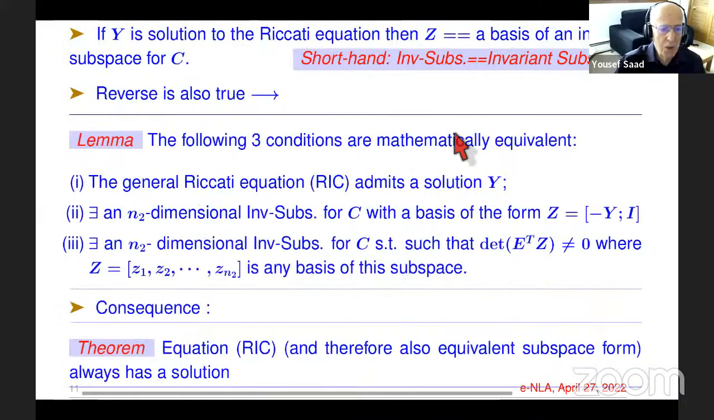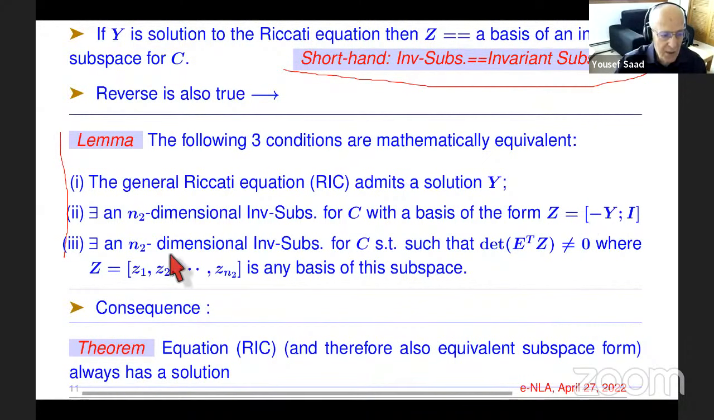So then you can show the following result. Z is the basis of an invariant subspace for C, but you could show the opposite also is true. And so I'm going to use the shorthand here. Essentially, all I need is an invariant subspace of this form. Okay, so when the Riccati equation is satisfied, then there is an invariant subspace of this form to C.